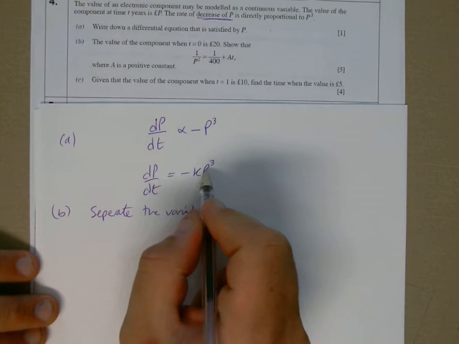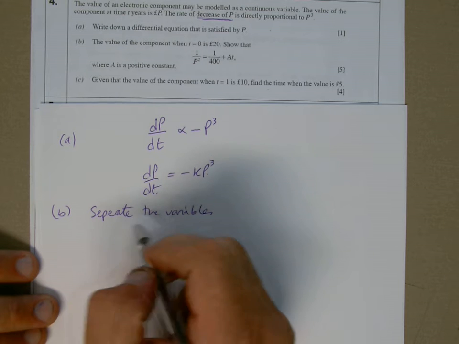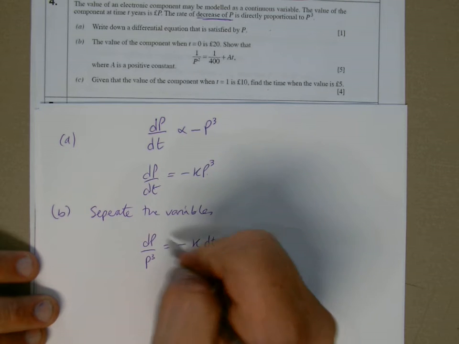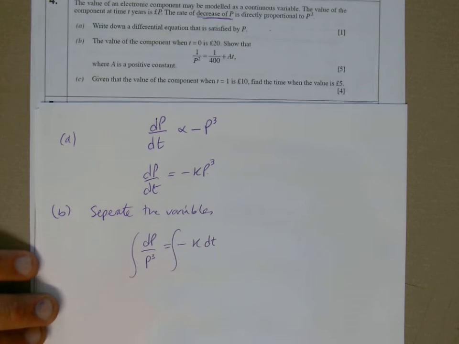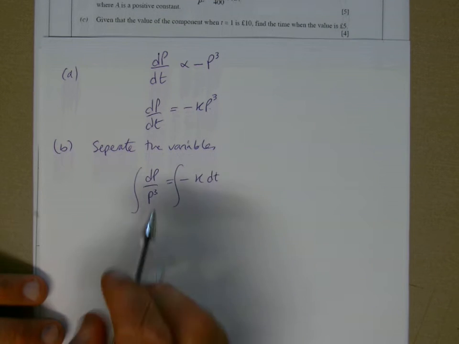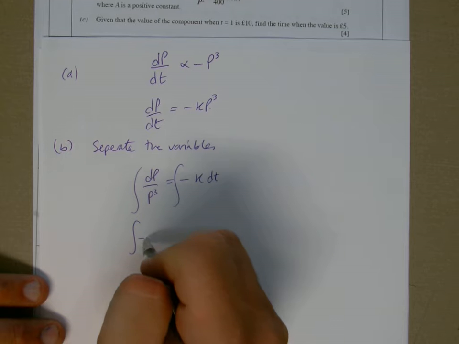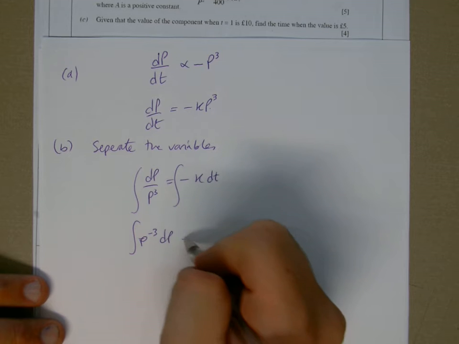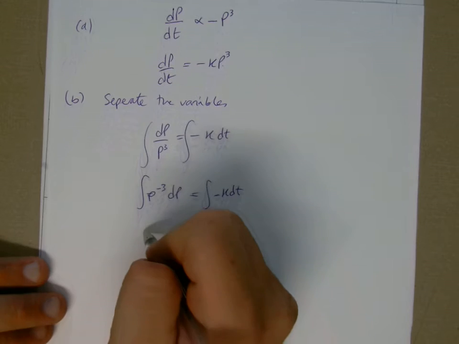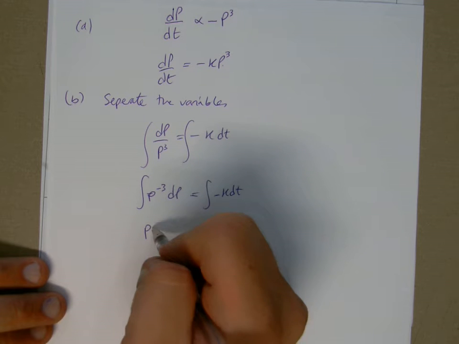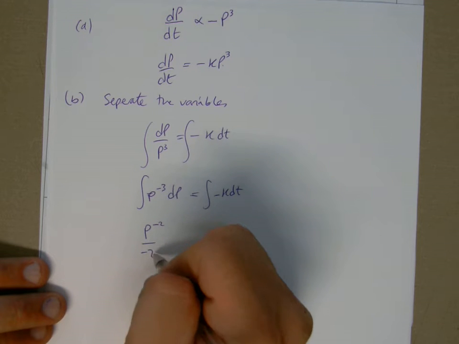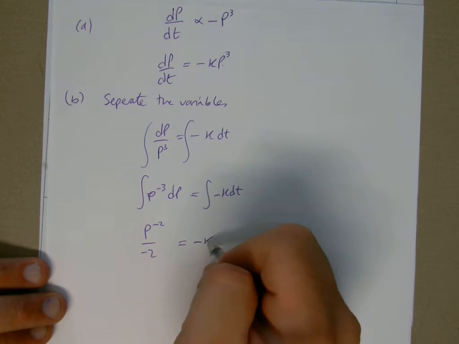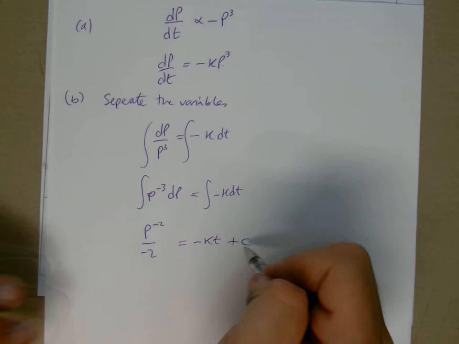We get the p cubed here, because it's k times p cubed. Take the p cubed over and divide, and then the minus k that's there, take the dt up. We're going to integrate both sides. Now that's going to be 1 over p cubed, so I need to take that up to be p to the minus 3 dp before I integrate it. So p to the minus 3, add 1 to that, you get minus 2. Divide by the same power, minus 2. That will equal minus kt, plus then my constant.